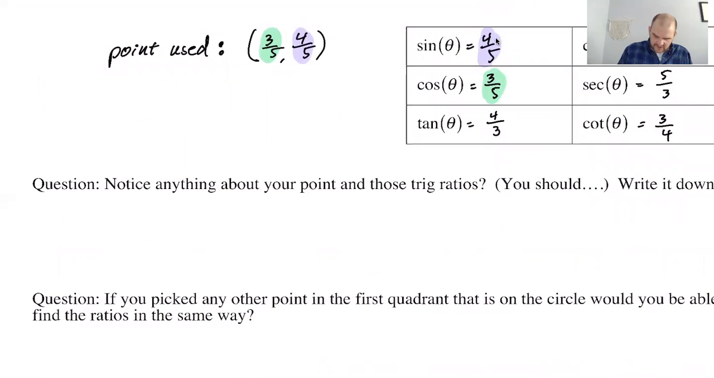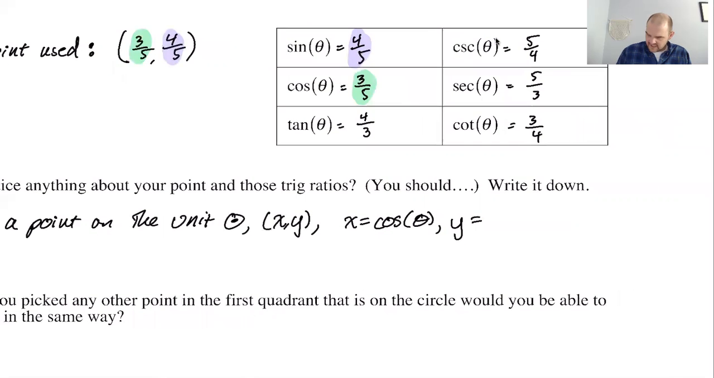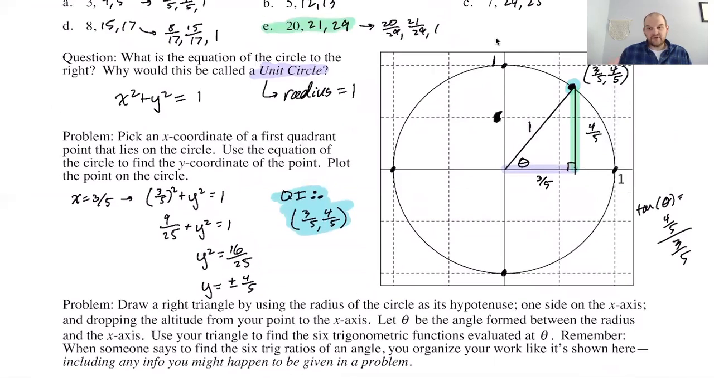for a point on the unit circle, so this is only necessarily true for a point on the unit circle, let's say it's x, y, x appears to be equal to the cosine of theta, and y appears to be equal to the sine of theta. Now the real question is, if we had chosen a different point, right?